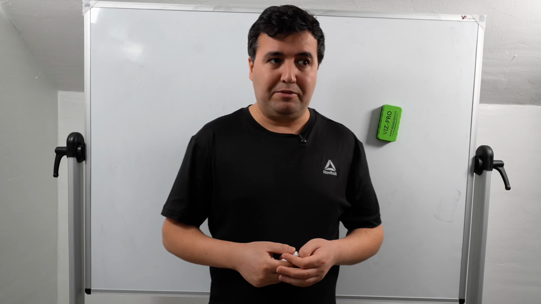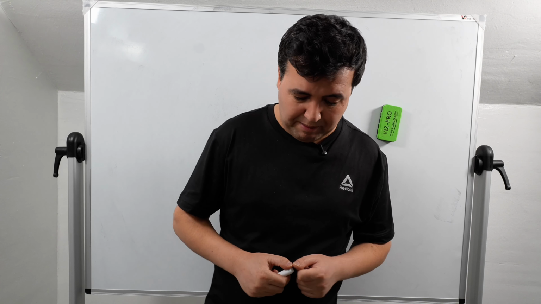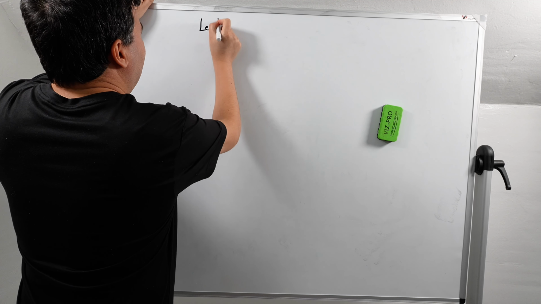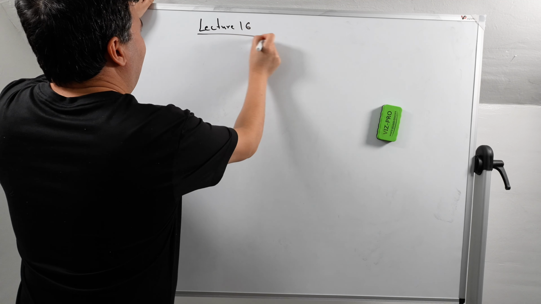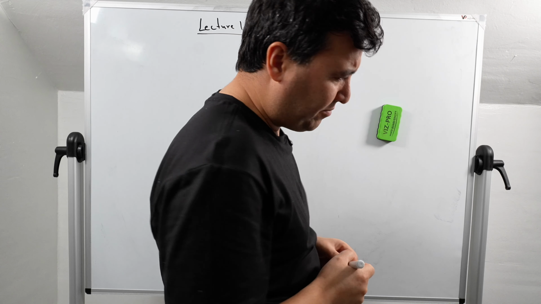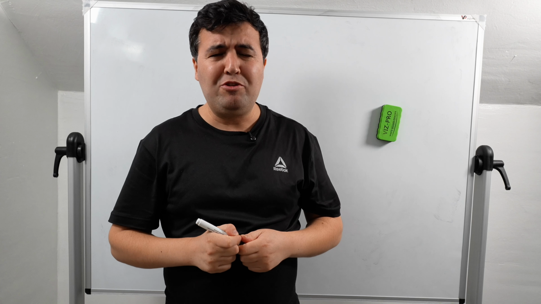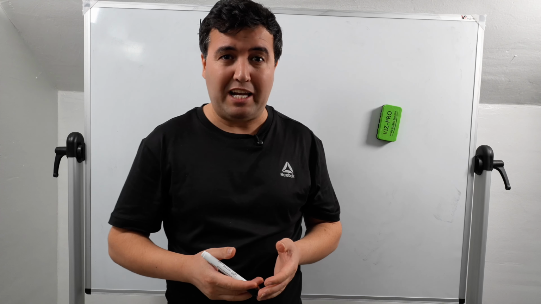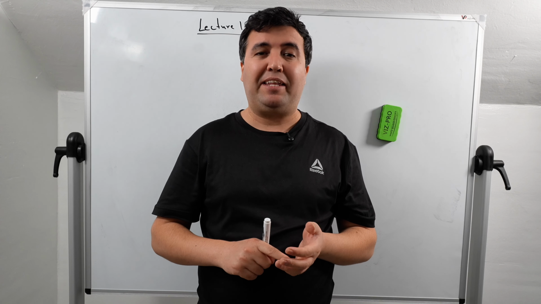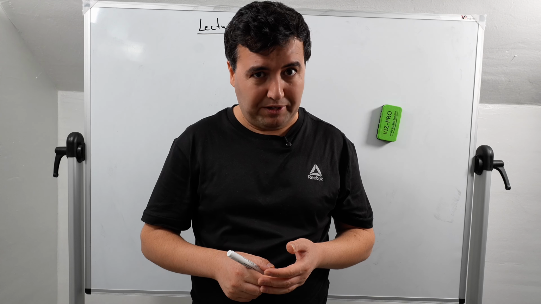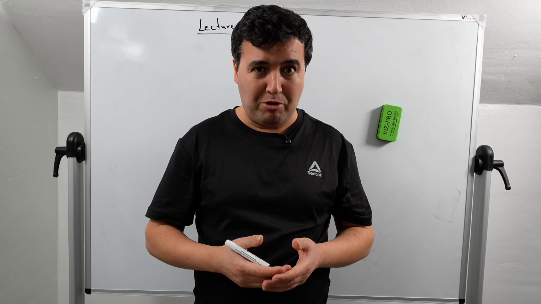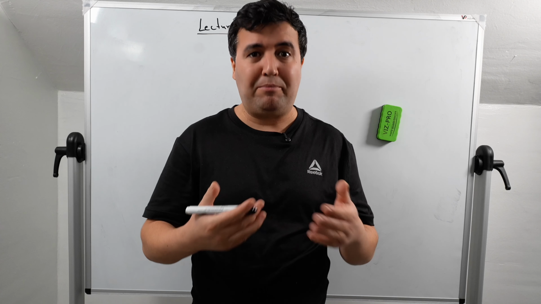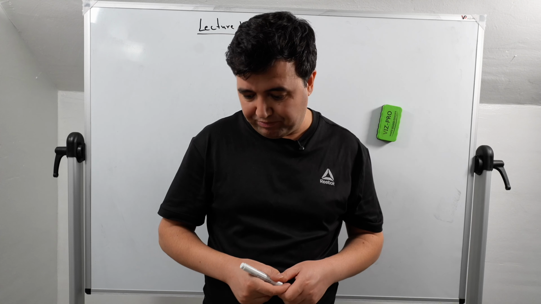So let me give you an example. Today, in lecture 16, I just ask you if you can write a C++ program which calculates the area and perimeter of a square. Can you write a C++ program which calculates the area and perimeter of a square?